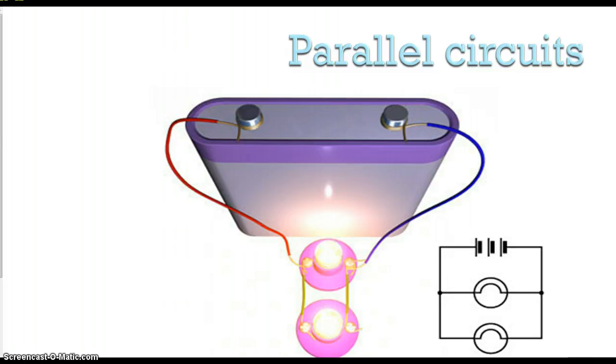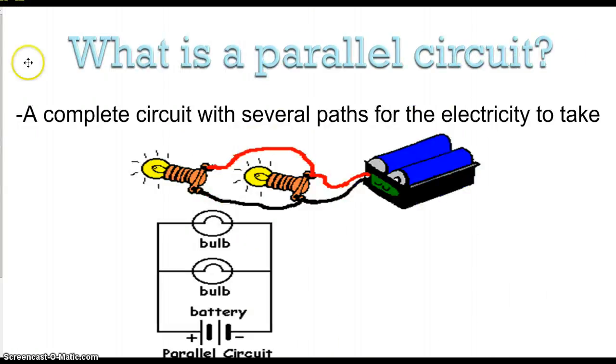Okay. Parallel circuits. The other kind of circuit you really need to know, the light bulbs are in parallel. They're parallel to each other. There are multiple paths for the electricity to flow here. Okay, so what is a parallel circuit? It is a complete circuit with several paths for the electricity to take.